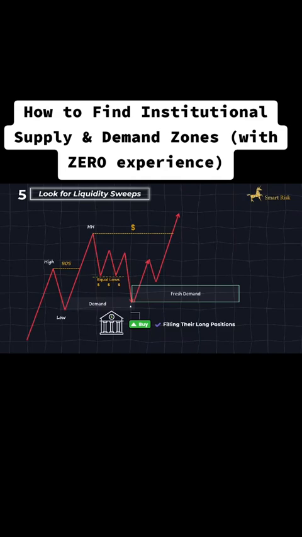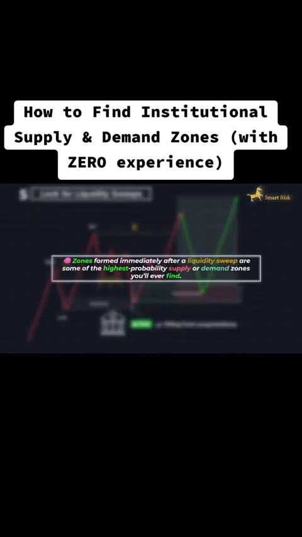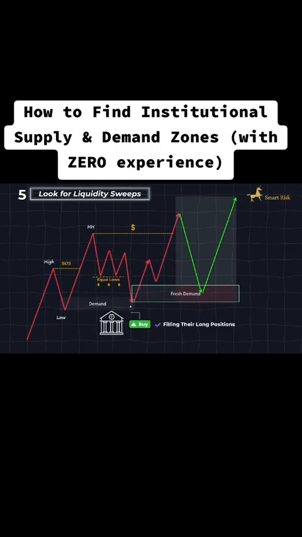That's why when price returns to that zone, institutions often defend it fiercely. Because that's where they entered before. The zone becomes a strong demand area, likely to trigger the next big move. So remember, zones formed immediately after a liquidity sweep are some of the highest probability supply or demand zones you'll ever find.